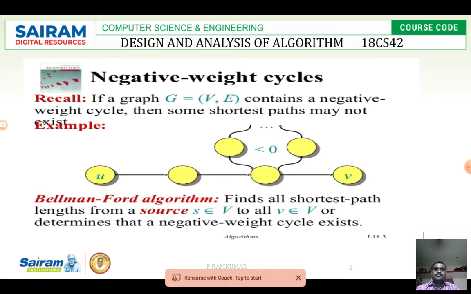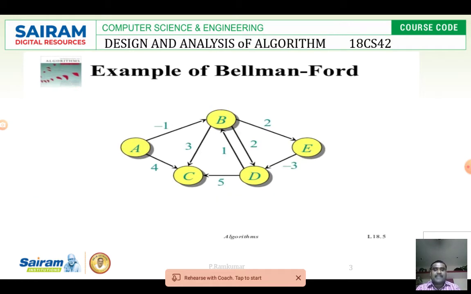Here, if a graph G is equal to (V, E), a collection of vertices and edges, contains a negative weight cycle, then some shortest paths may not exist. But in the case of Bellman-Ford algorithm, we can find all the shortest path lengths from a source, let it be S, belongs to V, V stands for vertex, to all vertices, or it will determine that a negative weight cycle exists. Those things I have just explained.